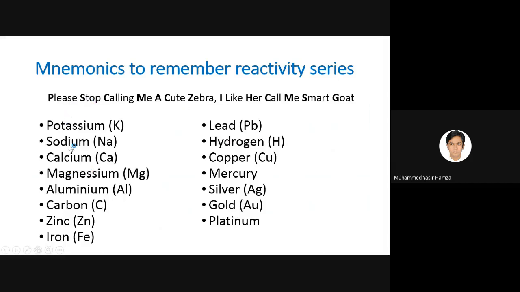Please, potassium; stop, sodium; calling, calcium; me, magnesium; a, aluminium; cute, carbon; zebra, zinc; I, iron; like, lead; her, hydrogen; call, copper; me, mercury; smart, silver; coat, gold and platinum.